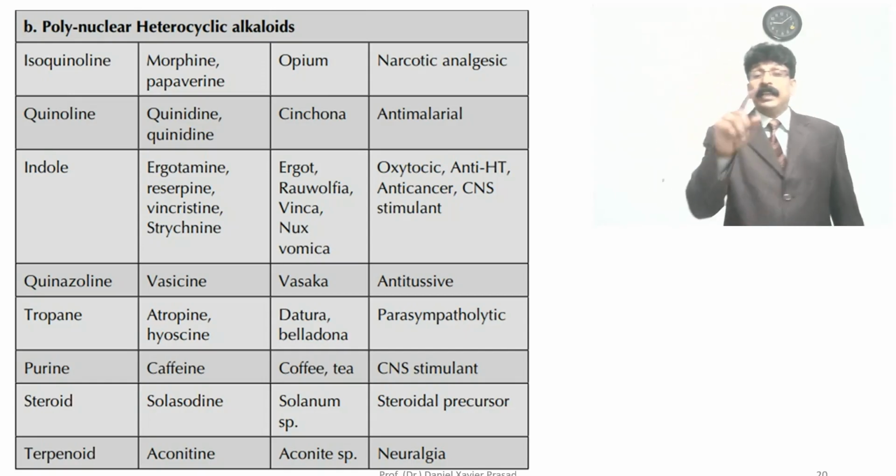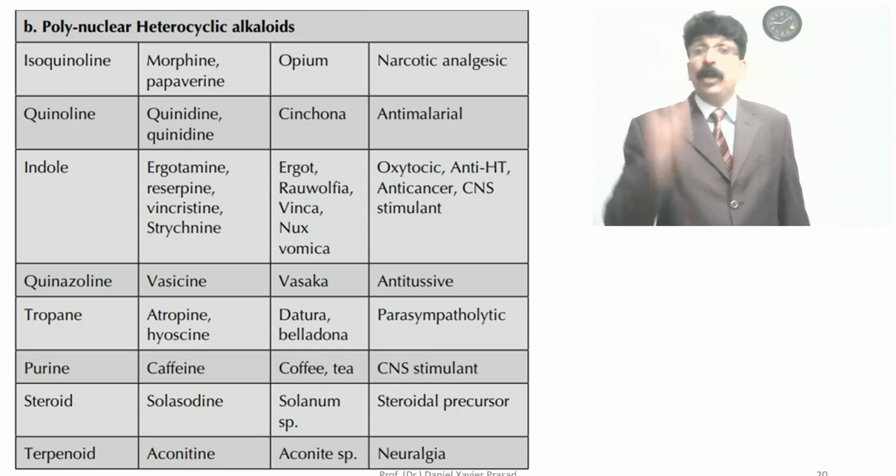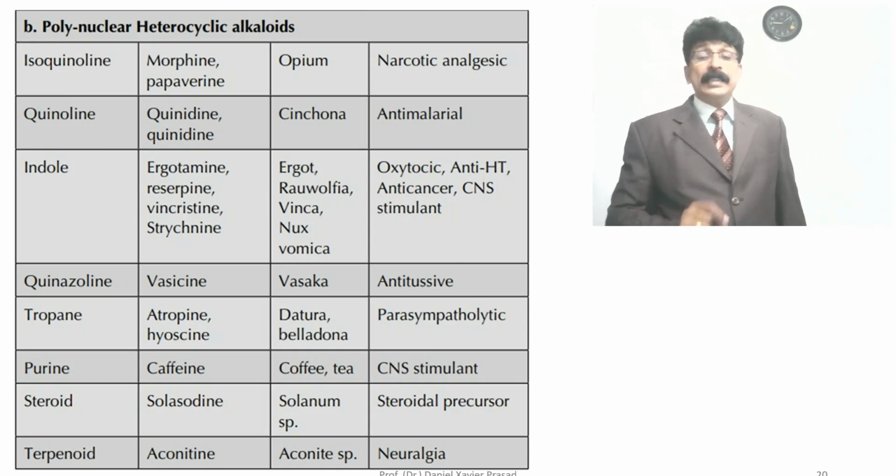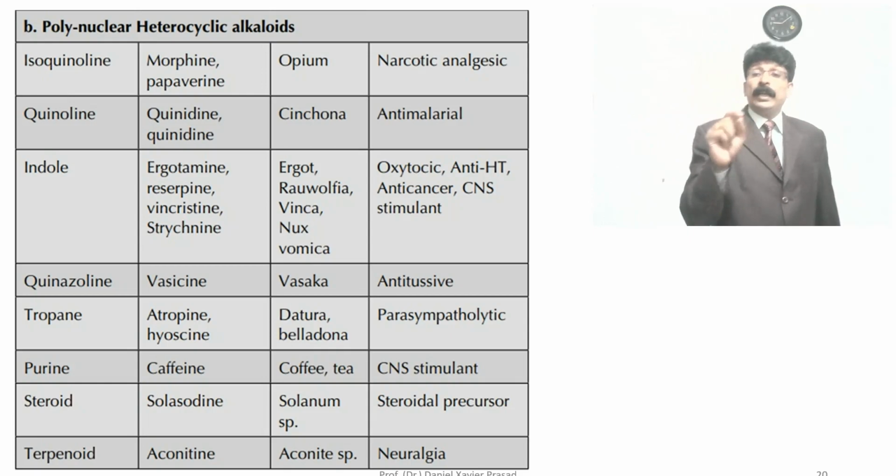That is what is given in the column, where the student can easily identify the uses mentioned in the tabular column. And you can see the quinazoline example is vasicine.